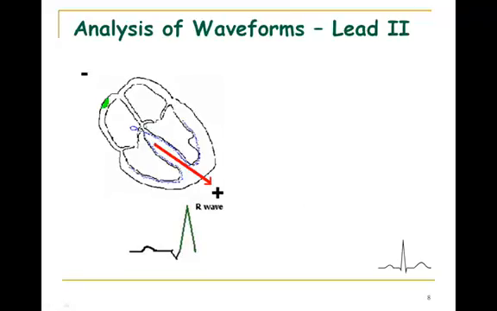Also, the vector is running pretty close to parallel to the lead axis, so it's going to be a fairly large waveform. You'll notice that the R wave is usually quite narrow. We hand drew these, but normally if you look at an EKG, the QRS complex is much more narrow than the P wave because the ventricles depolarize a lot quicker than the atria because of that Purkinje system.